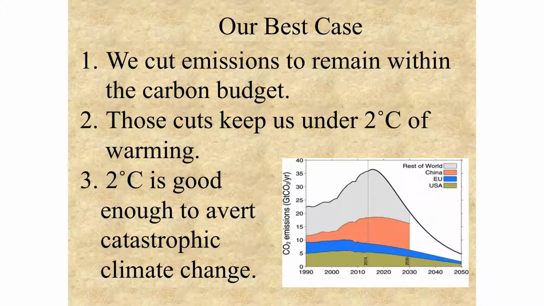So if we stay within the carbon budget, how big a chance do we have of staying under 2 degrees Celsius of global warming? The answer is a 66% chance. So the best case is that we do cut emissions to remain within the carbon budget, that these cuts keep us under 2 degrees of global warming, and again, there's really only a 66% chance, is what the climatologists tell us. And third, that 2 degrees is good enough to avert catastrophic climate change.